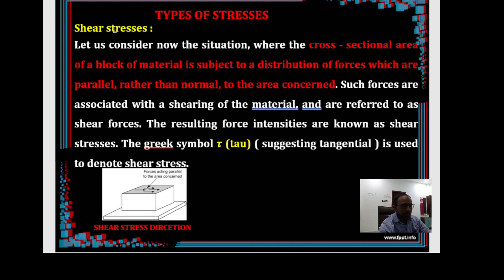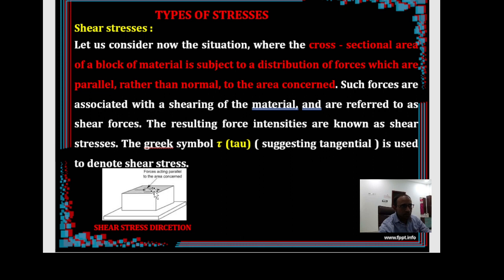Normal stress we defined. Now shear, or tangential stress, how did this name come? It is just opposite to the previous direction. If the cross sectional area of the block is subjected to forces or a distribution of forces which are parallel, in the previous case it is normal, now it is parallel to the areas concerned. In other words, if the forces are acting in a direction tangential or parallel to the areas under concern, right? Then we will say it is tangential or shear stress.